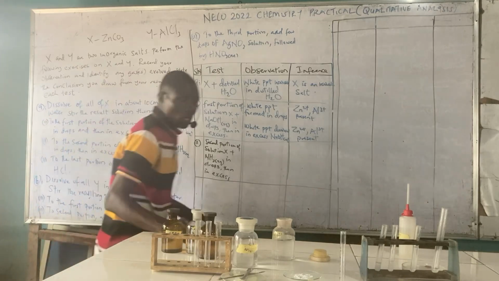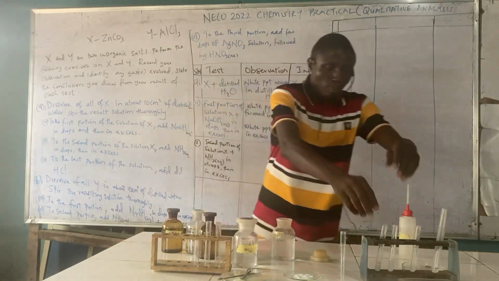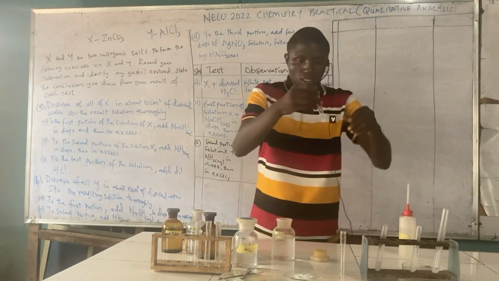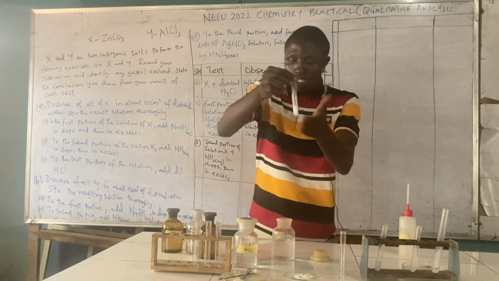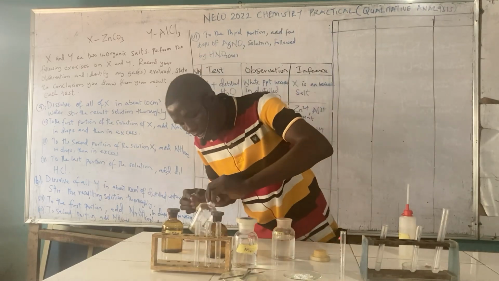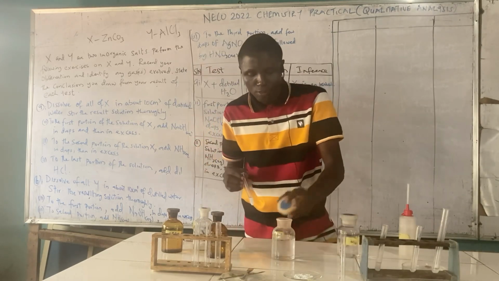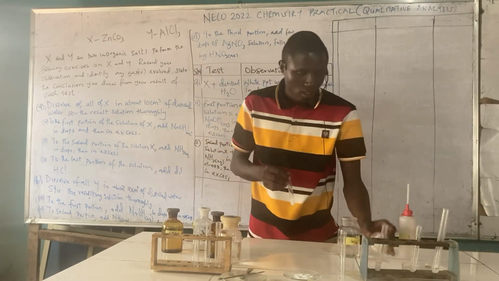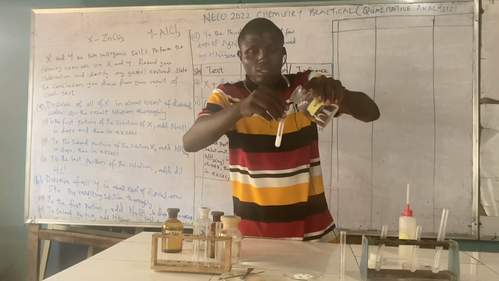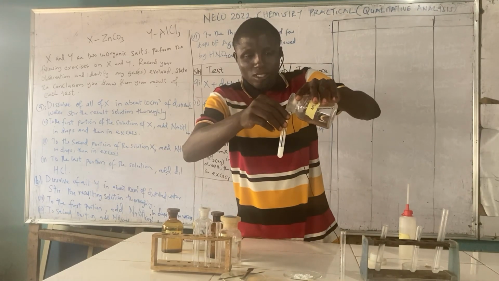Now what I will say, the second portion here, add aqueous ammonia. Where is the aqueous ammonia? You can see there's aqueous ammonia. I'm done with this for now. So now add this. What do we see here? Just in drops.